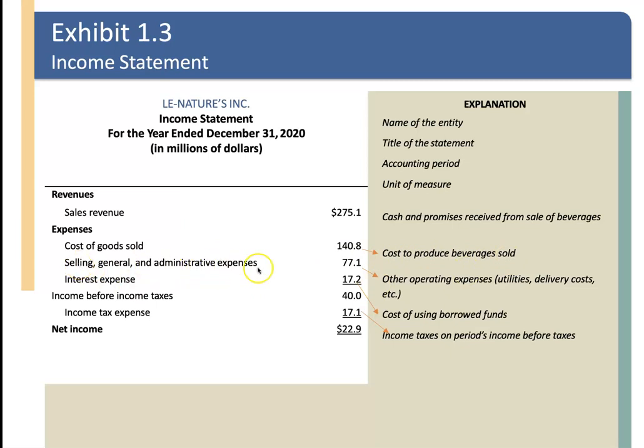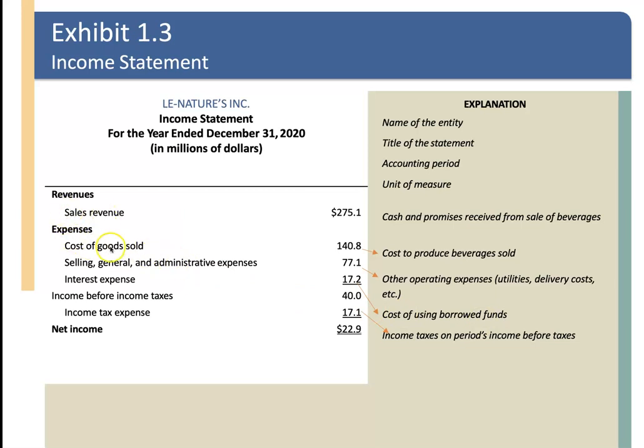Selling general administrative expenses, also called SG&A. SG&A are other operating expenses, for example, utilities, delivery, accountants, lawyers, and so on and so forth. Those are SG&A. And then other expenses includes interest expense. Interest expense is the expense that the company incurred when the company borrowed money from the bank or other creditors. So those are the costs of using borrowed funds.